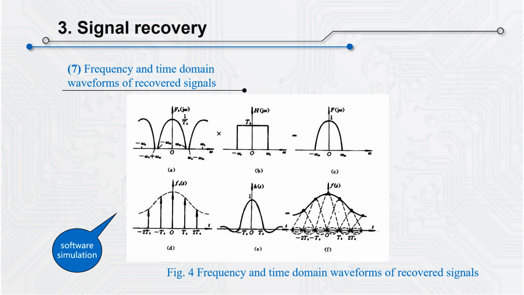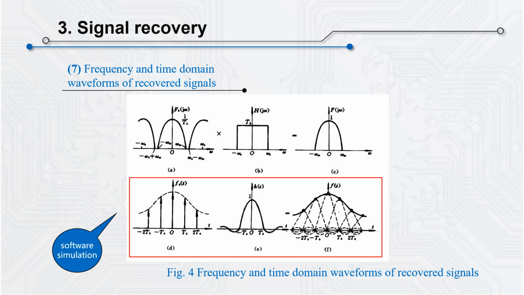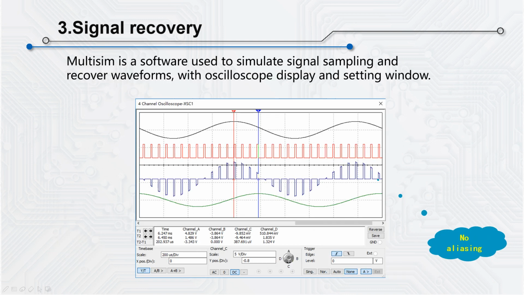This is the waveform of another recovered signal in the frequency domain and its time domain. This is the spectrum of the sample signal. This is the spectrum of the original signal obtained by the processing of the low-pass filter. And this is the synthesis in the time domain. This is a waveform simulated by software.